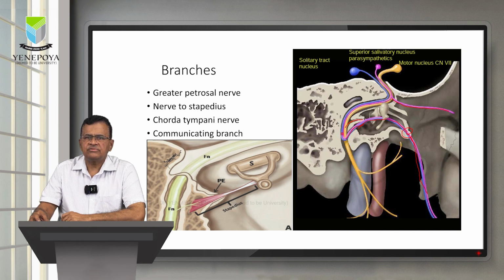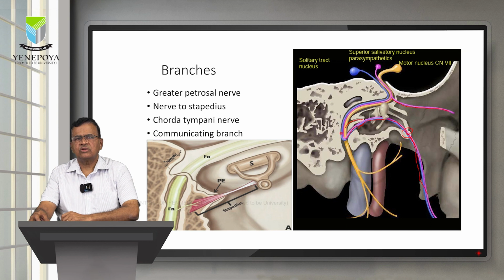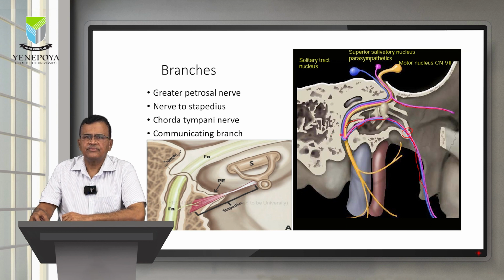The last branch of the facial nerve inside the facial canal is called the communicating branch, which is going to communicate with the first branch of the vagus nerve. We call it the auricular branch of the vagus, also called Arnold's nerve or Alderman's nerve, which is going to supply the posterior wall of the external auditory canal and the posterior half of the tympanic membrane and the concha of the ear.